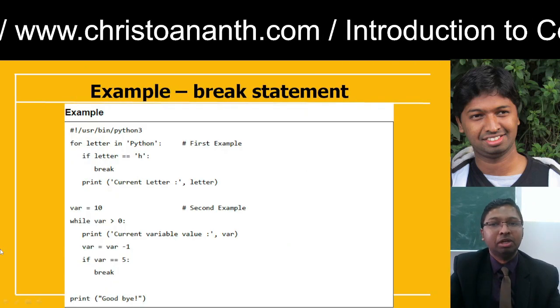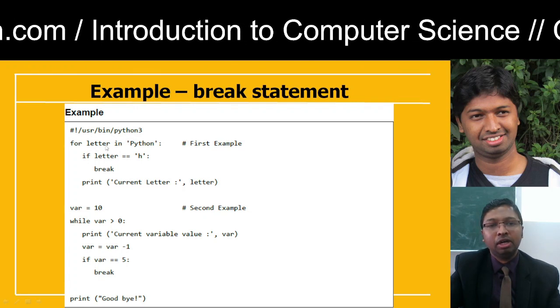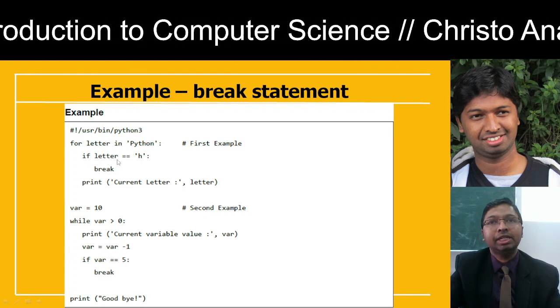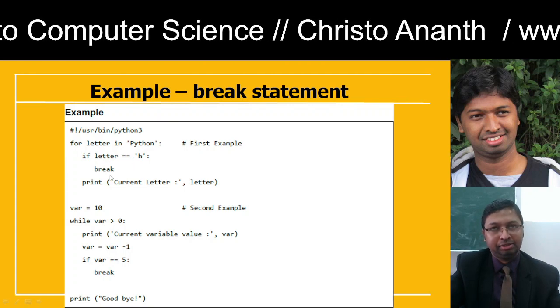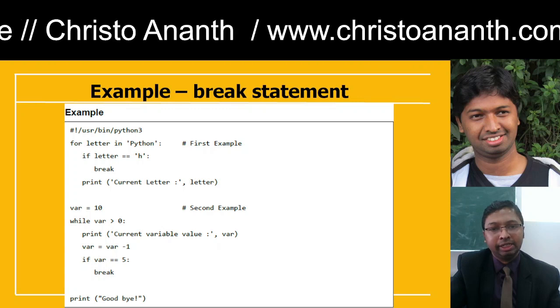So this is an example of the break statement. #!/usr/bin/python3, for letter in 'Python': if letter is equal to 'h', break. So if H comes, it will break. Print current letter.